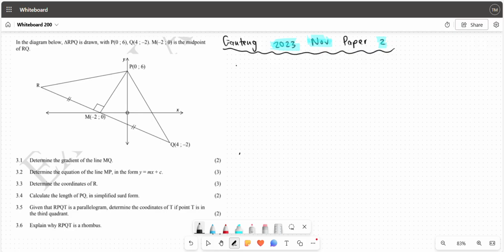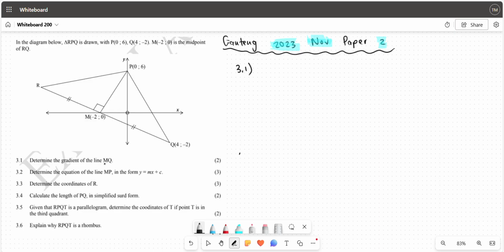So 3.1 wants us, so we're given a triangle there, R is not given, M, P, and Q are given. We see that there's a right angle there. We see that RM is the same distance as MQ. So what does that mean? It means the M is in the middle of R and Q. It's the midpoint of R and Q. So that's what's given in the picture.